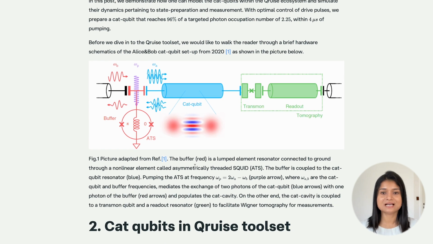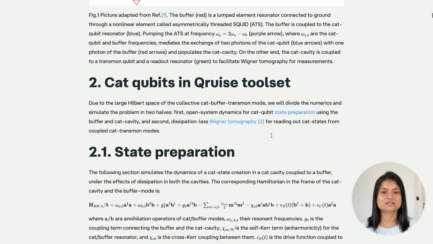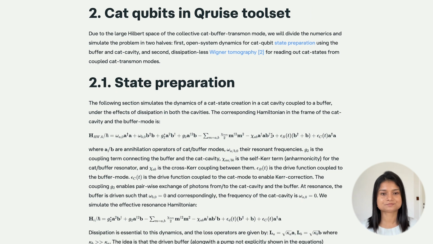Upon the creation and the manipulation of the cat state, in the end, one can read out this cat state via a tomography apparatus shown in green over here. In the next video, we will dive deeper into the simulation of the tomography protocol for cat qubits. With this basic understanding of the hardware setup, let's dive into how we can simulate optimally controlled state preparation of cat qubits using our Cruise toolset.